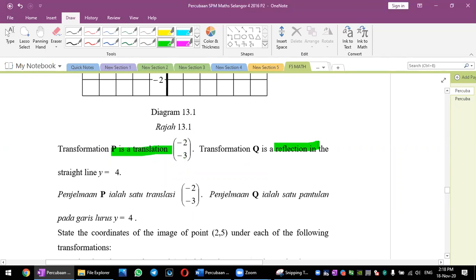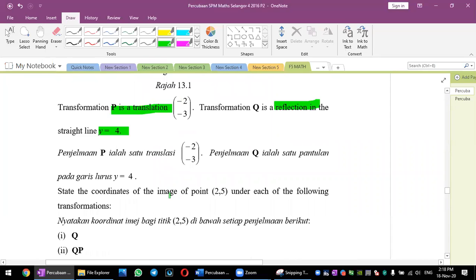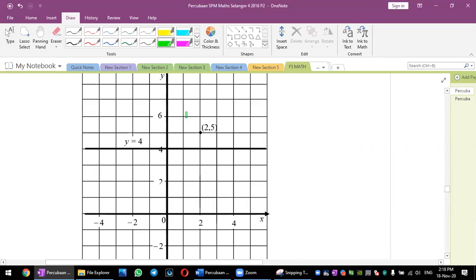Transformation Q is a reflection. Pantulan y = 4. Can you state the coordinates of the image of (2, 5) under Q? Okay, under Q means reflection, pantulan saja for this (2, 5). Kalau pantulan, senang lah. Pantul pergi sini. One step from the mirror. So the answer is (2, 3).